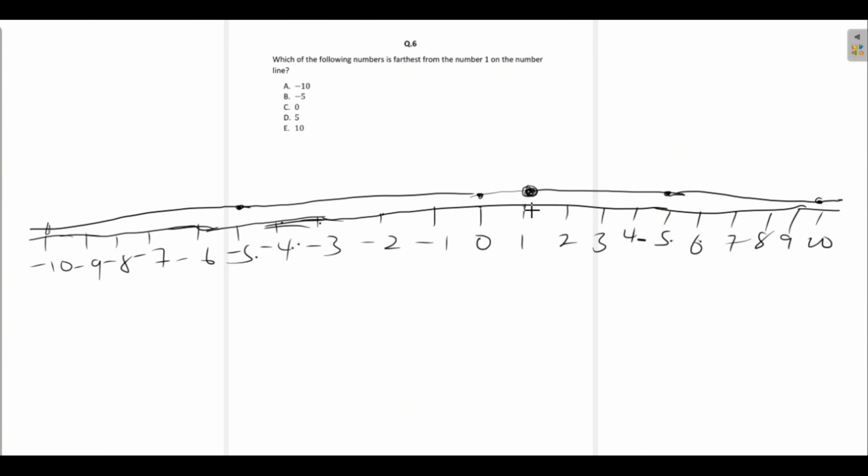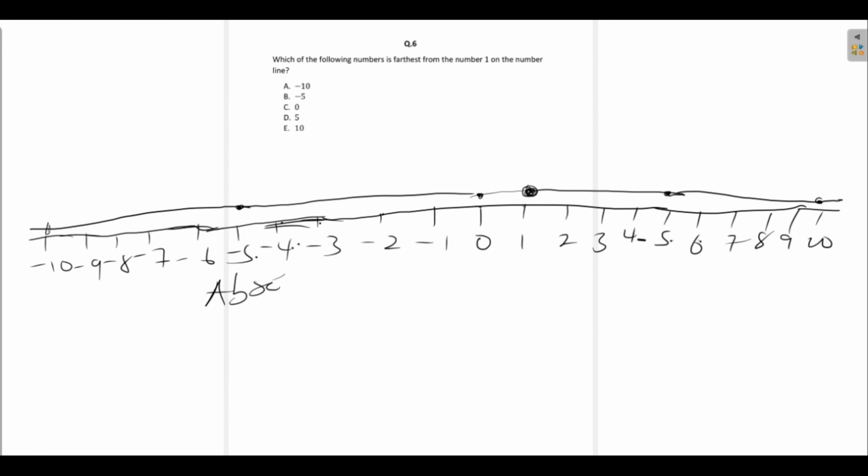But let's see from 1 to 10. We have how many steps? So 1, 2, 3, 4, 5, 6, 7, 8, 9. So you can clearly see that negative 10 is farthest from 1, because we move 11 steps till we get to negative 10. If this is difficult to get, you can also employ this.